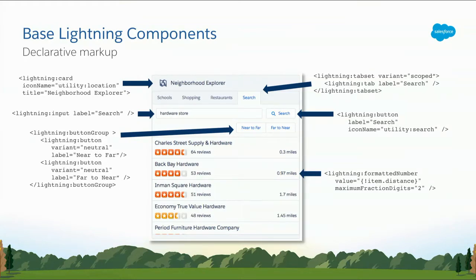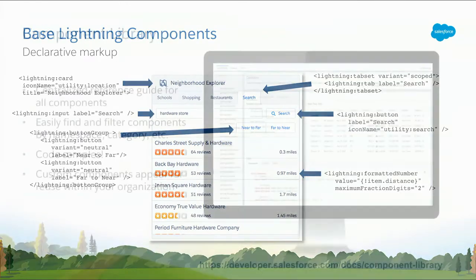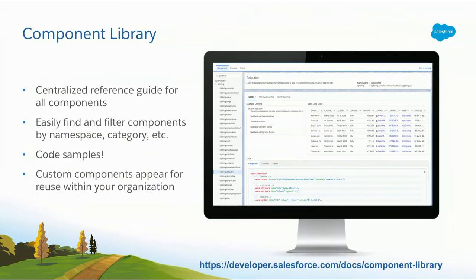You just simply call out their name, pass an attribute or two to them, and we will figure out all the rest. We'll figure out the markup. We'll figure out the CSS, right? So we're doing all of that for you. And finally, those base components, you can find them in a place called the component library.